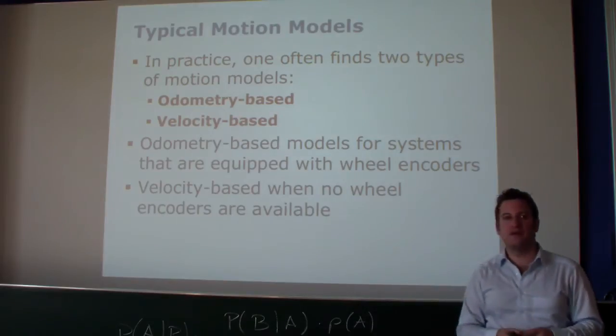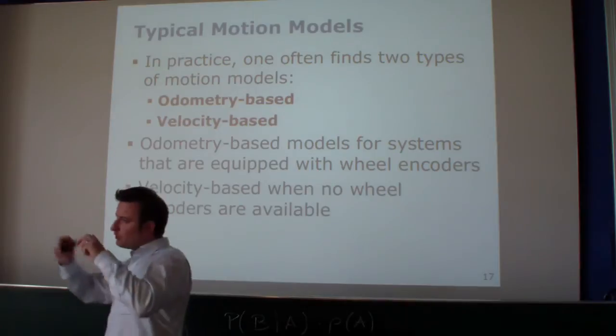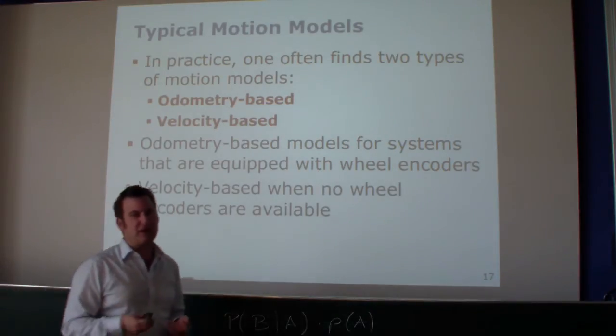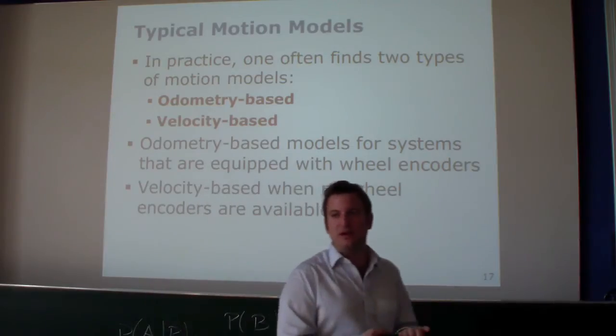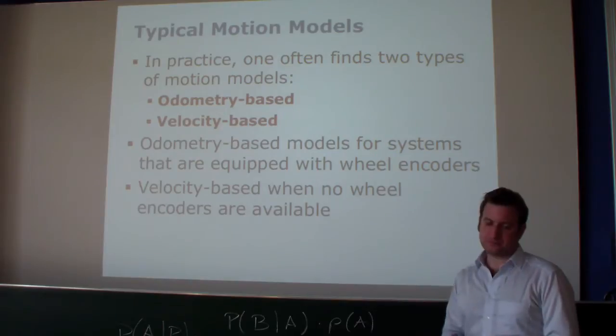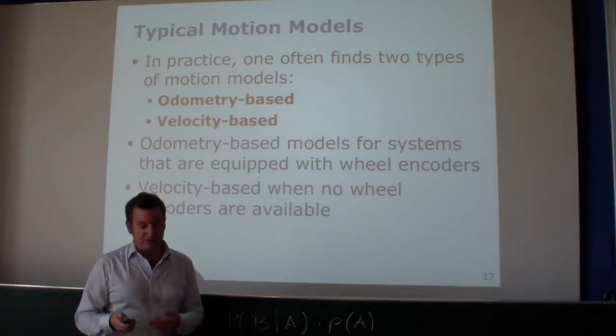Or you can even think of legged systems, like humanoid robots. They typically have encoders in their joints, but quite often they are very inaccurate, or at least they are not comparable to the encoders you typically have attached to the wheels of the system. So let's start with the odometry-based model because it's the more accurate case.